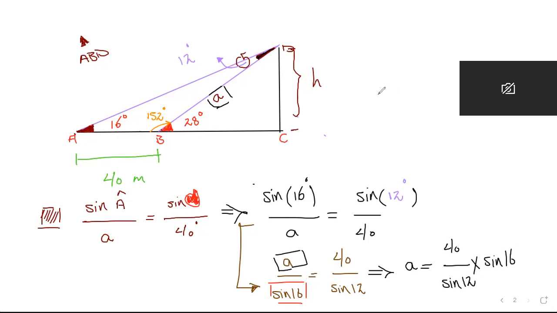Then as a result, the value of the A for us here is how much? 53. That's right. A becomes 53 meters. Fantastic.